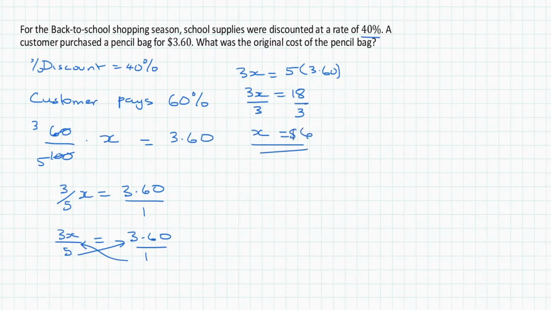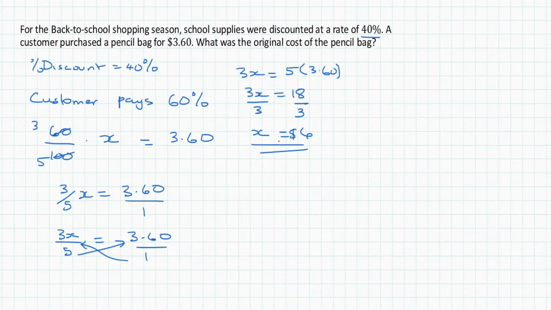So the original cost of the item was $6. This is most likely the easiest way to do this. There is another way to do it, but it'll take you quite a while to complete. So I'm going to show you this method because it's the best way to do it. And this is the least confusing approach to this.